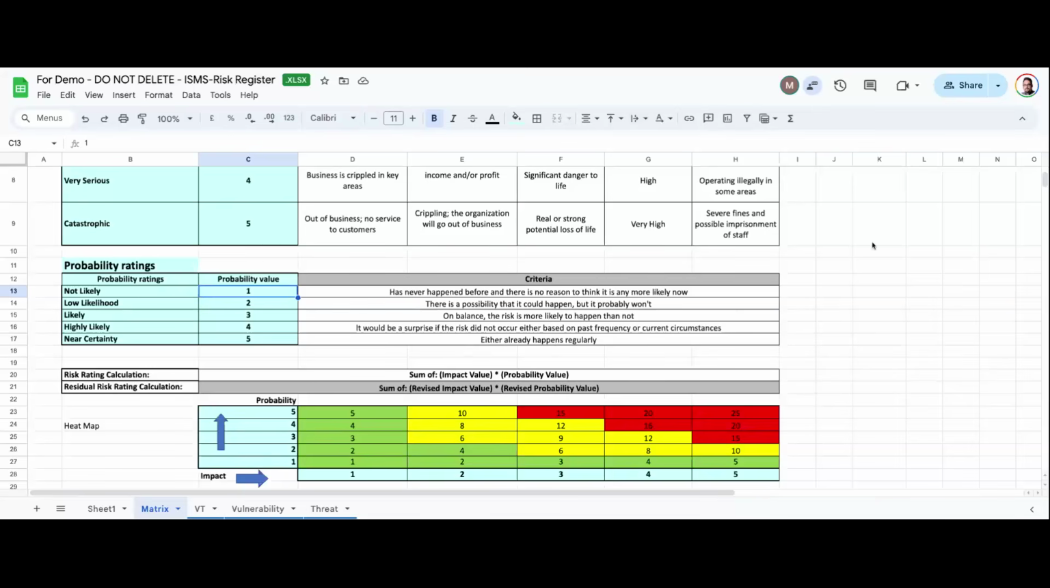I would say three, based on the criticality of the data. Okay, and what else? So the probability will be 5, sir, because it is very likely to happen.